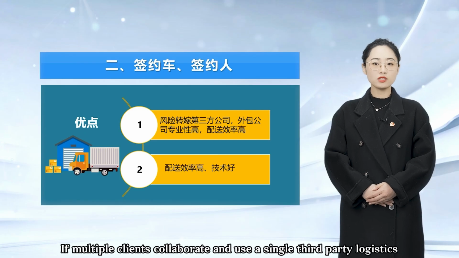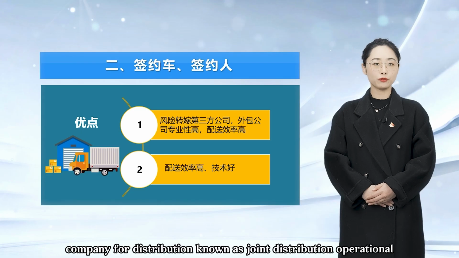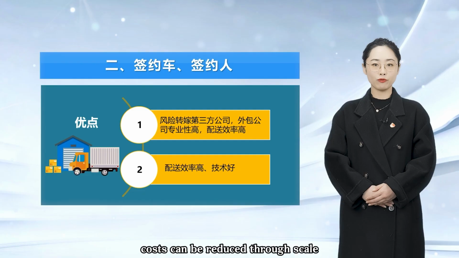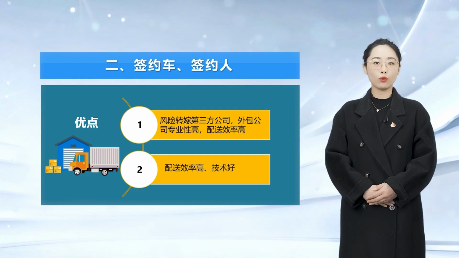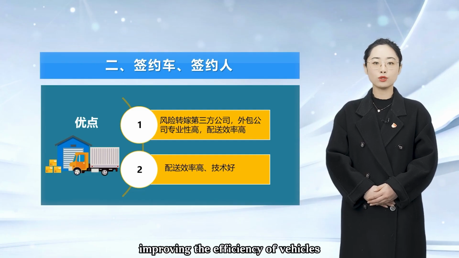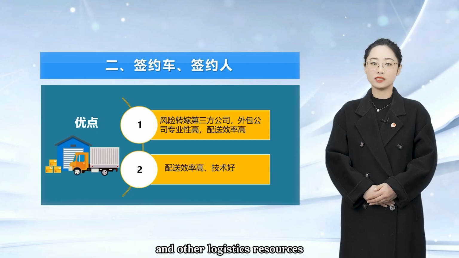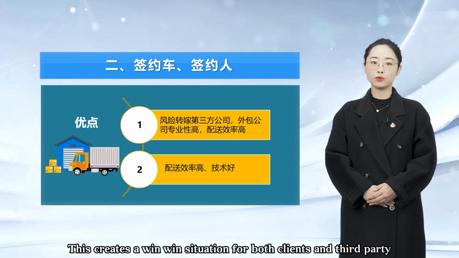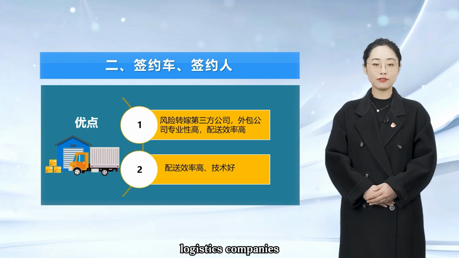If multiple clients collaborate and use a single third-party logistics company for distribution, known as joint distribution, operational costs can be reduced through scale, improving the efficiency of vehicles, personnel, and other logistics resources. This creates a win-win situation for both clients and third-party logistics companies.